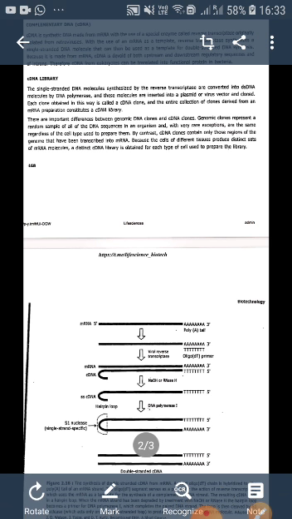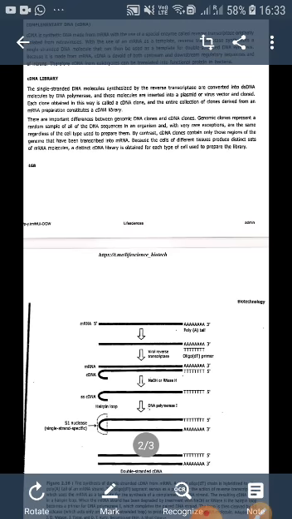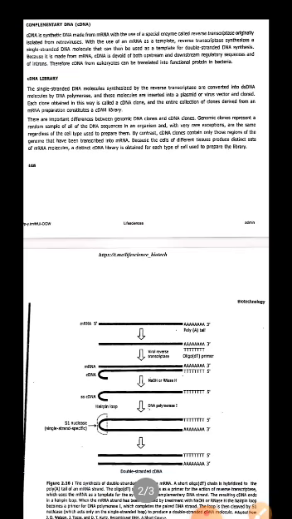Because the cells of different tissues produce different sets of mRNA molecules, a distinct cDNA library is obtained for each type of cell used to prepare the library. So we don't take the type of mRNA which is not transcribed. That's the difference between a genomic library and a cDNA library.